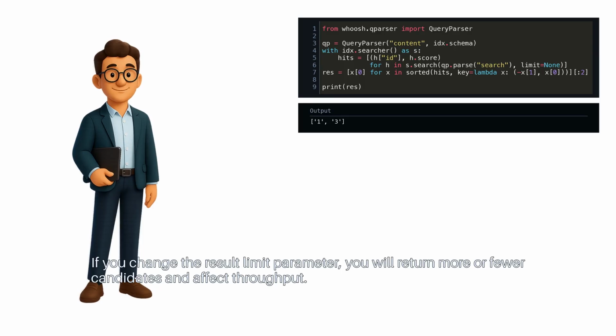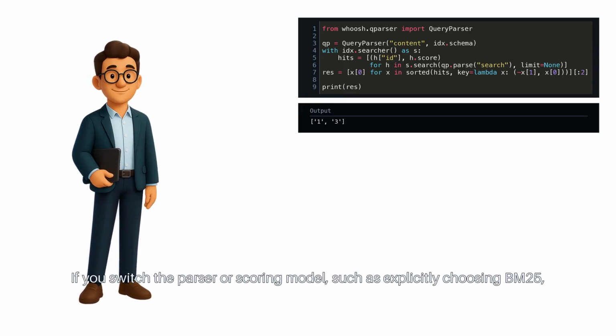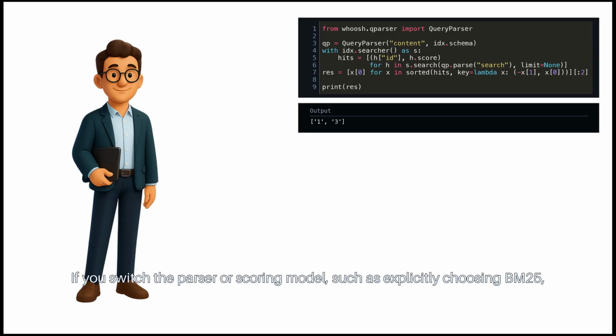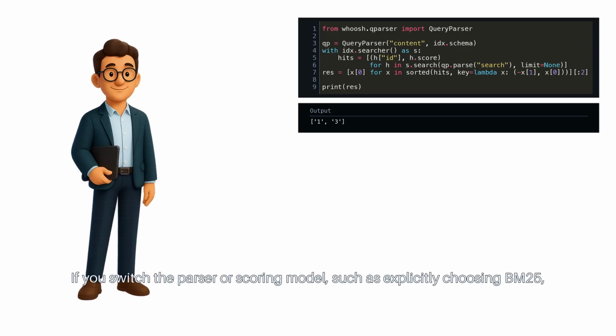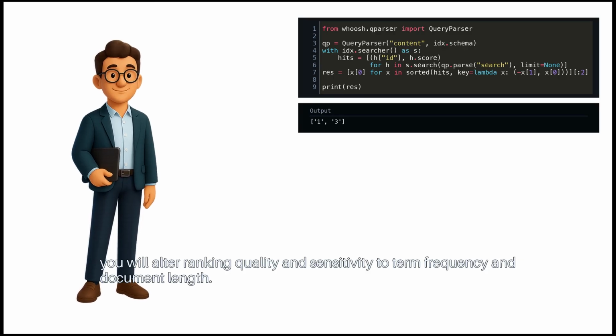If you change the result limit parameter, you will return more or fewer candidates and affect throughput. If you switch the parser or scoring model, such as explicitly choosing BM25, you will alter ranking quality and sensitivity to term frequency and document length.